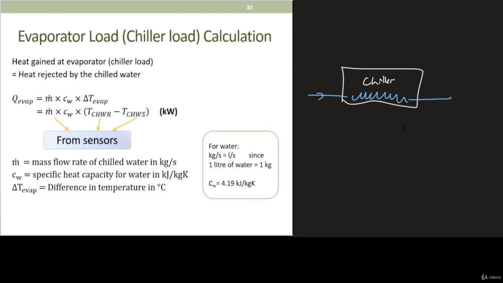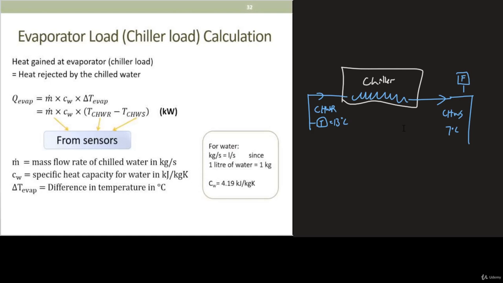Usually this part we call the chilled water return. Chilled water return temperature, let's say it's around 13 degrees Celsius. When it passes through the evaporator, it can cool down to maybe 7 degrees Celsius. So from here you can get the delta T. The specific heat capacity of water is a constant value, 4.19, as I mentioned just now. And finally, you will need to check your flow meter. What is the flow rate of the chilled water?